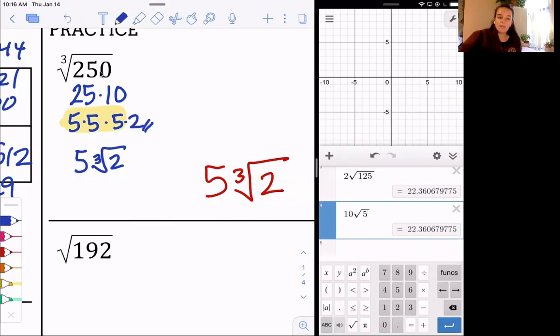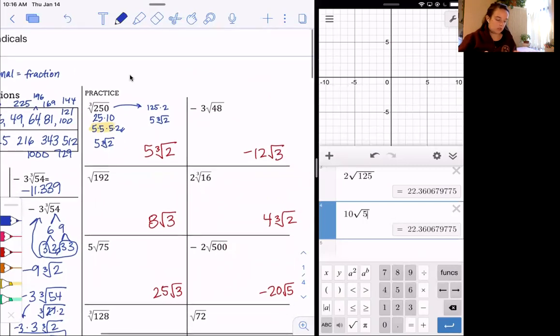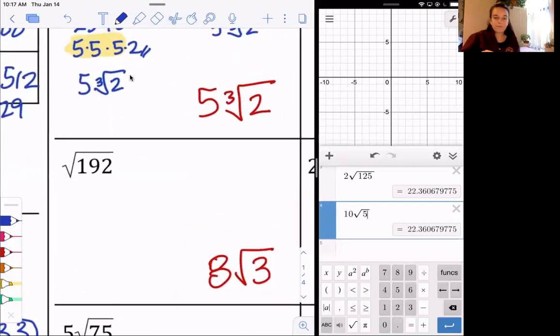If you were thinking about it in our slightly new way, you might say, okay, I'm looking for a cube root here. I know this is 125 times 2, and the cube root of 125 is 5, and then the cube root 2 is left over. So two similar but different ways of thinking about it. Yeah, cool. And then confused on the 192 one, for sure, 192.